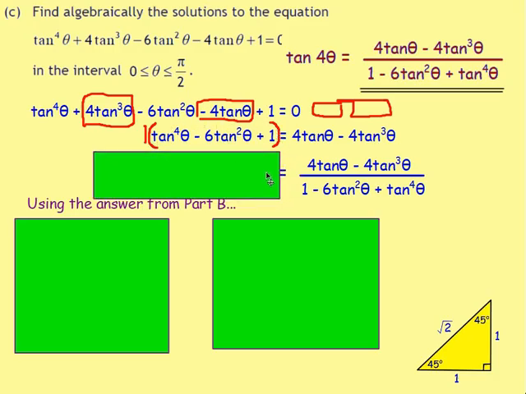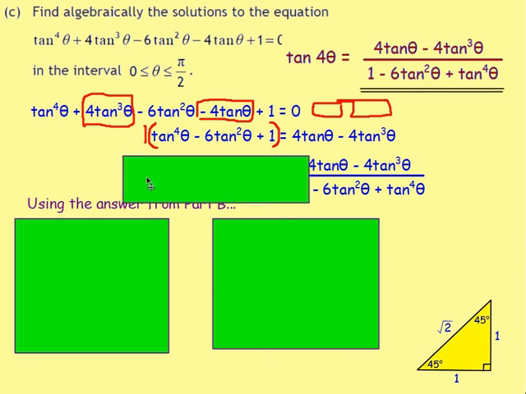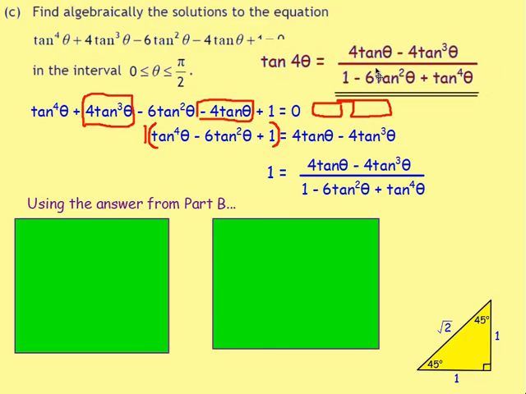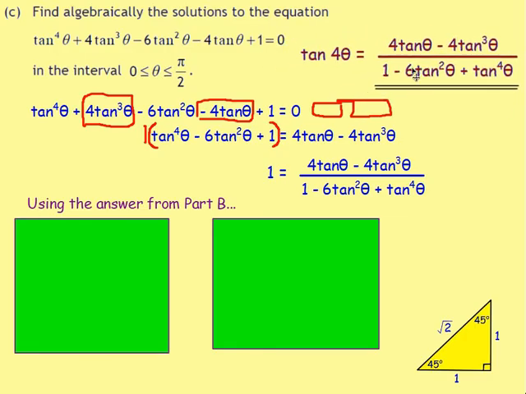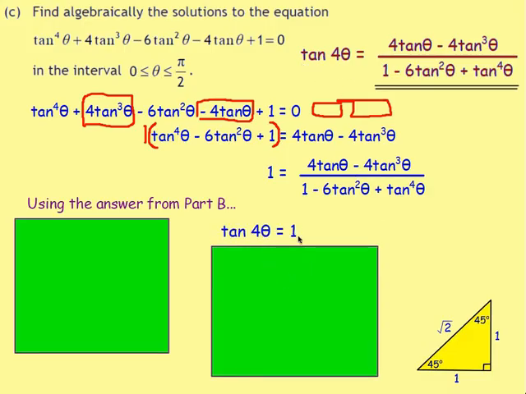But on the other side, what would you be left with? On the left, 1. Perfect. Make sure you're not writing 0 there. It's just going to be 1 times all of that. So you'll be left with 1. Where do we go from there? Well, as it says here, using the answer from part B, we can see up here that we're told that fraction is equal to tan 4 theta. So we know then that we've got tan 4 theta equals 1.